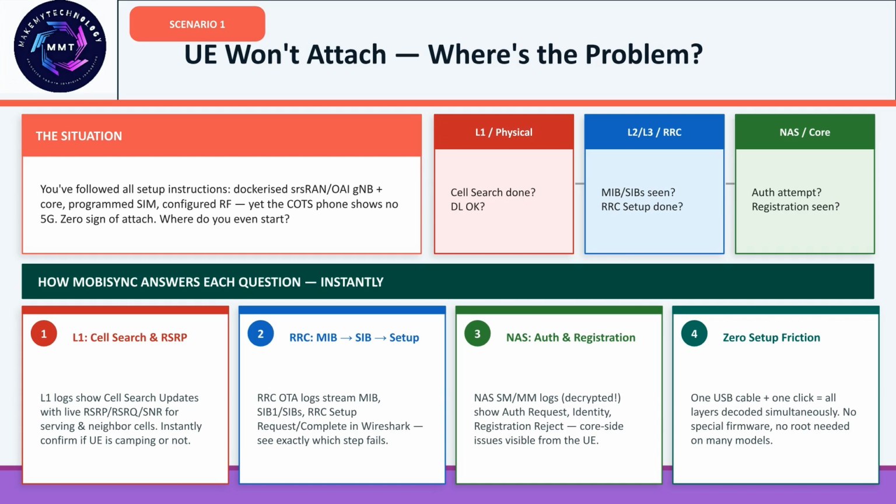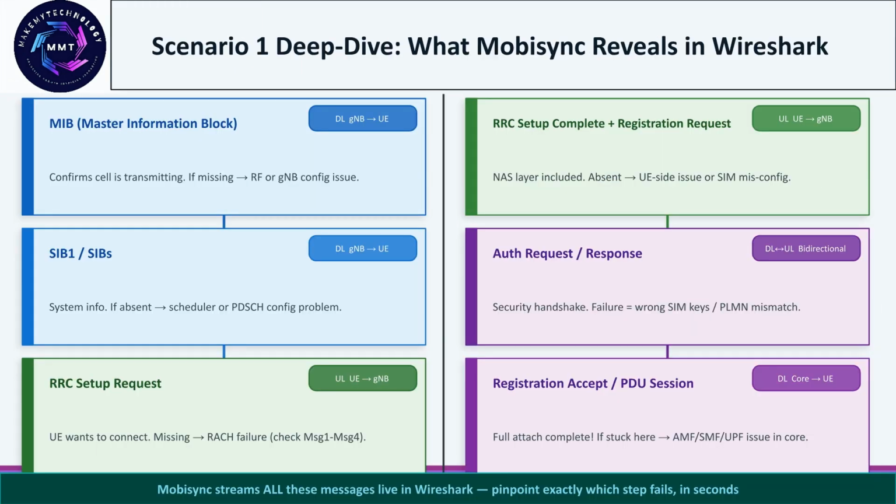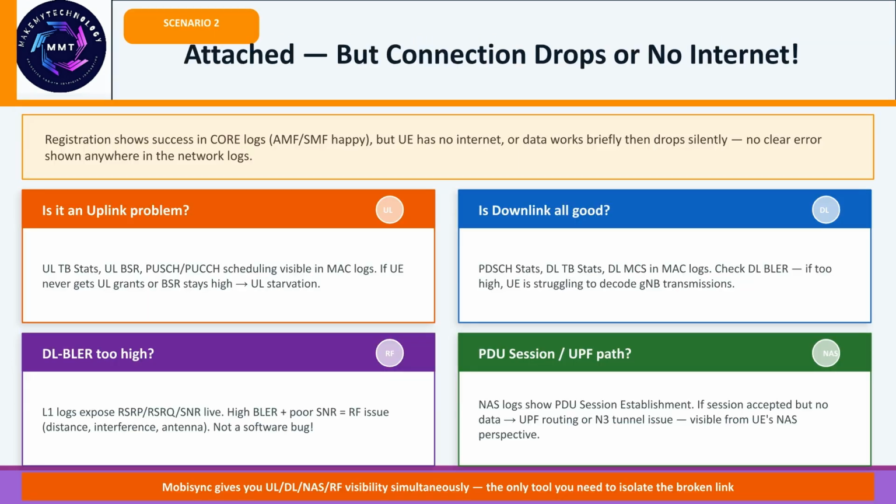These are key checkpoints in the downlink and uplink process. The process continues with the RRC setup complete and registration request, including the decrypted NAS layer for core-side checks. Finally, the auth request/response and registration accept ensure a full attach, making it easy to pinpoint exactly where the process fails.